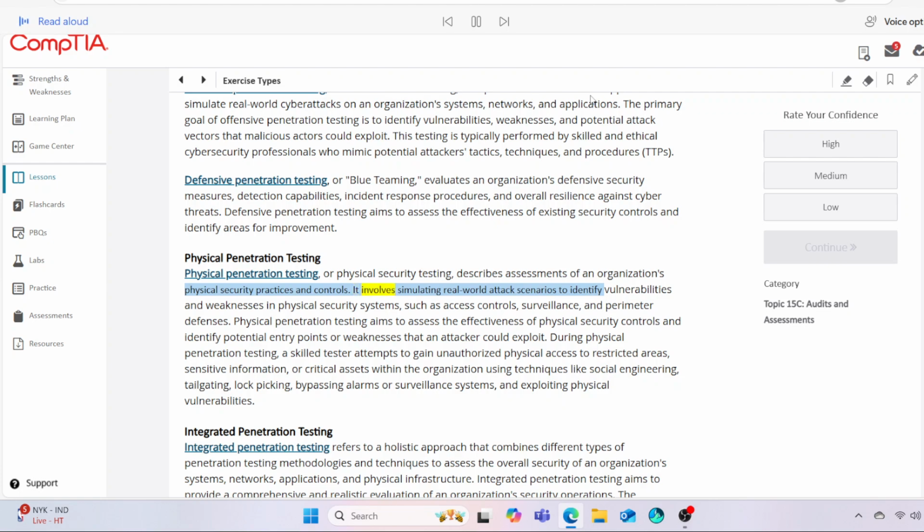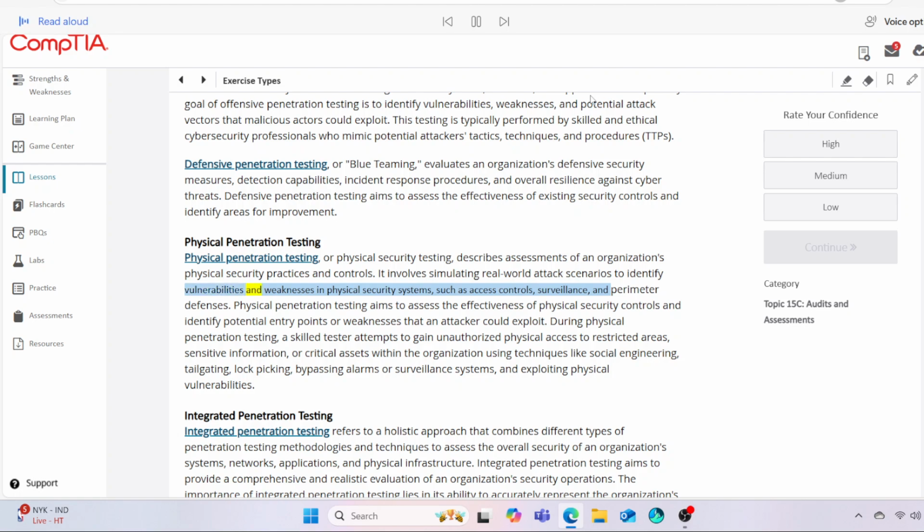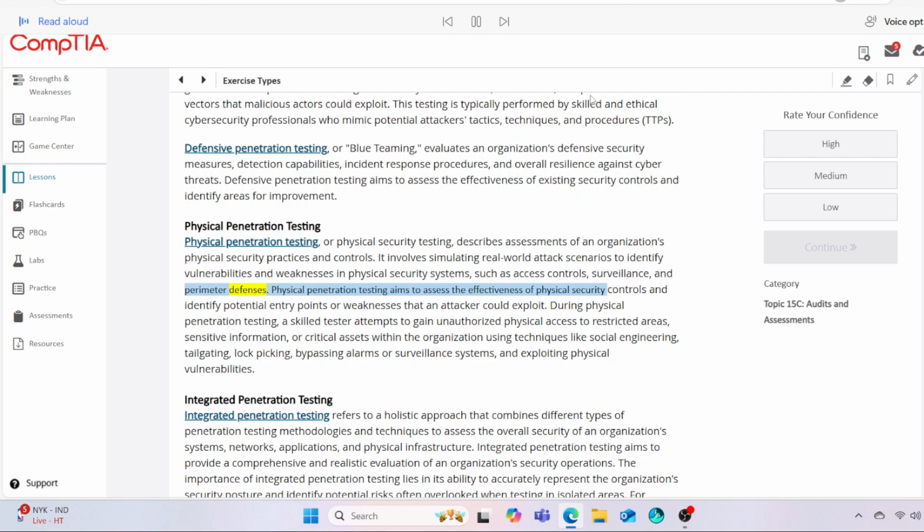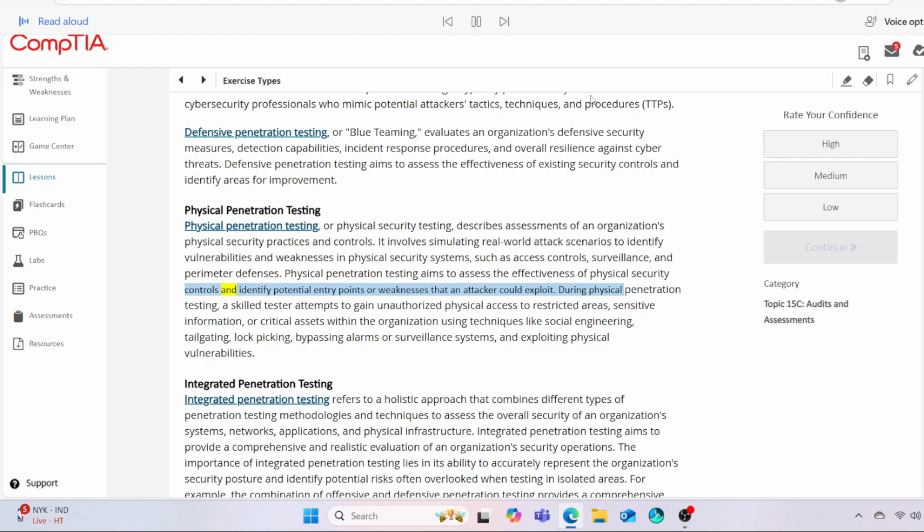controls. It involves simulating real-world attack scenarios to identify vulnerabilities and weaknesses in physical security systems, such as access controls, surveillance, and perimeter defenses. Physical penetration testing aims to assess the effectiveness of physical security controls and identify potential entry points or weaknesses that an attacker could exploit.